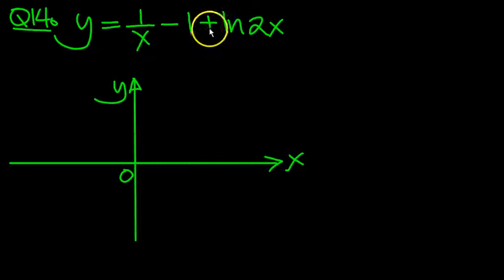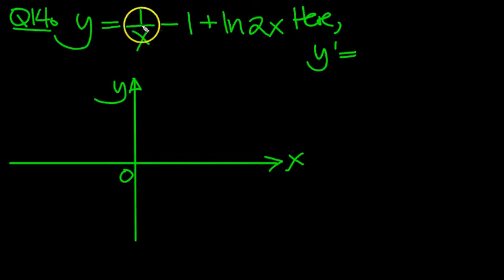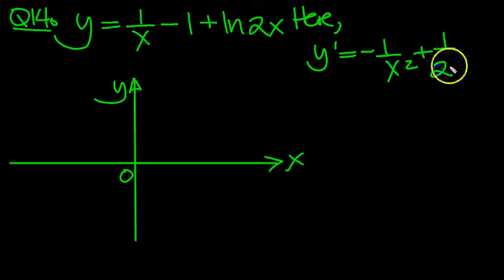y equals 1 over x minus 1 plus log 2 of x. Let's have a look at the turning point here, see if there's any turning points. So here, let's differentiate. y dashed is equal to, this is x to the minus 1, so it differentiates to minus 1 over x squared. The constant goes to nothing, and the log goes to 1 over the something, multiplied by the something differentiated. Let that equal 0.